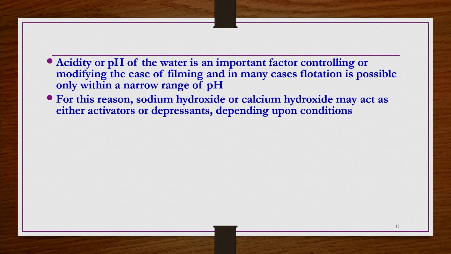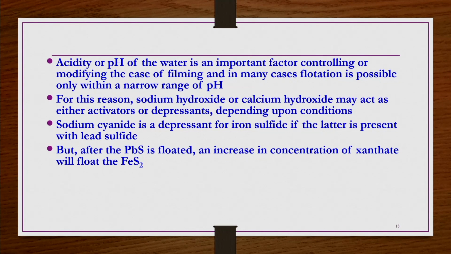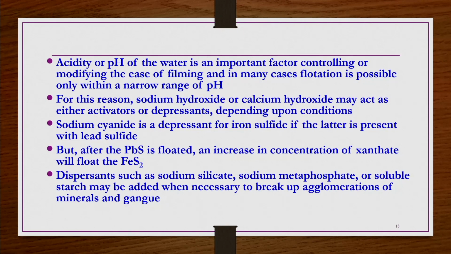For this reason, sodium hydroxide or calcium hydroxide may act as either activators or depressants depending upon conditions. Sodium cyanide is a depressant for iron sulphide if the latter is present with the lead sulphide. Okay. But after the PbS is floated, an increase in concentration of xanthate will float the iron sulphide as well. Depressants such as sodium silicate, sodium metaphosphate or soluble starch may be added when necessary to break up agglomerations of minerals and gangue.